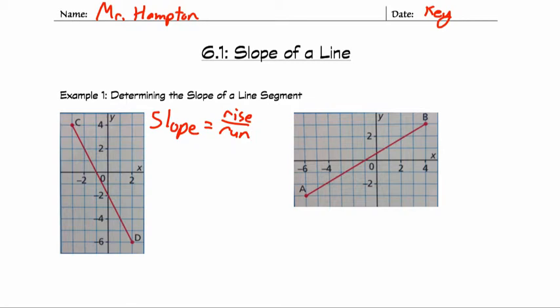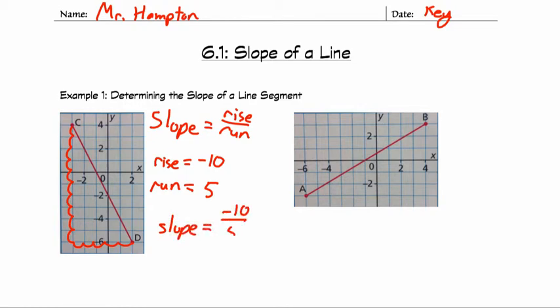In this line segment, we have a rise of 1, 2, 3, 4, 5, 6, 7, 8, 9, 10. Our rise is -10 because it drops down 10, and our run is 1, 2, 3, 4, 5. So our slope is equal to -10 over 5, which is equal to -2.